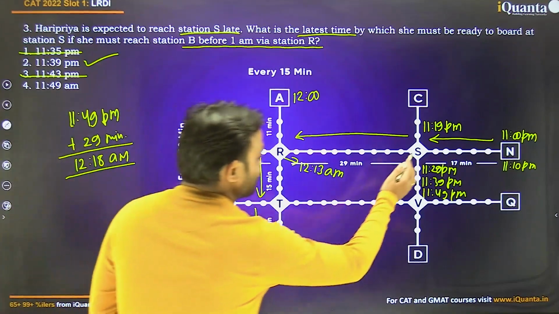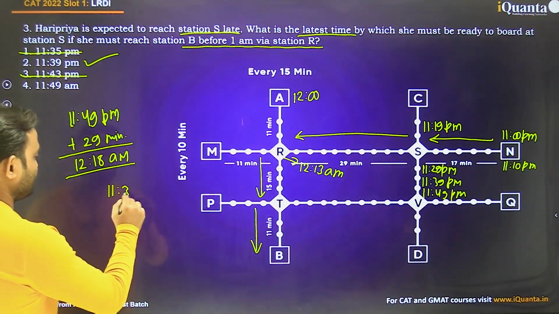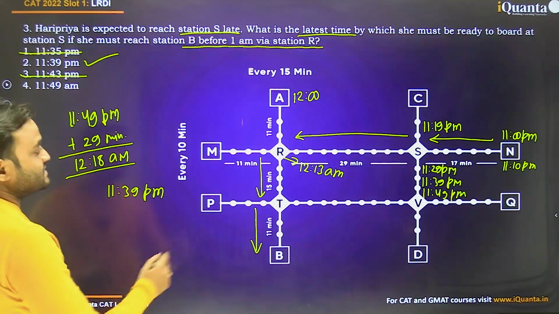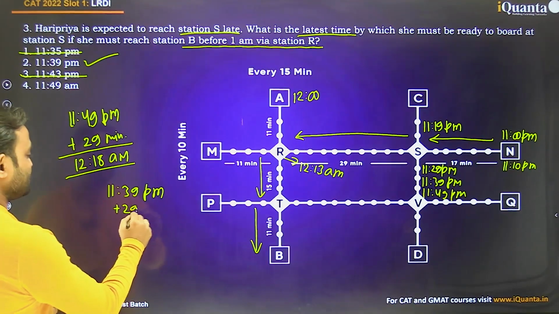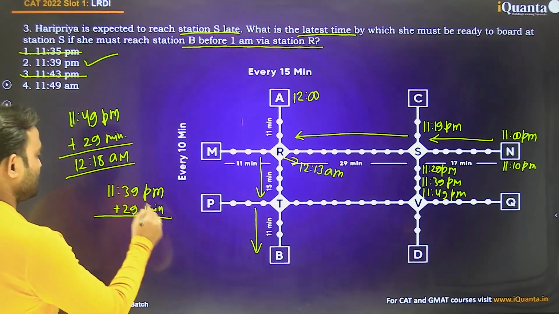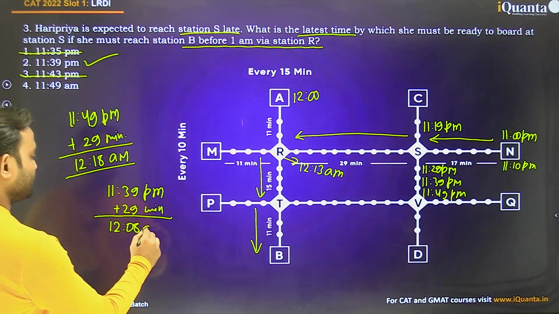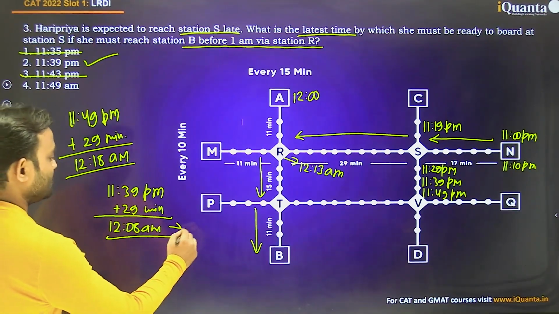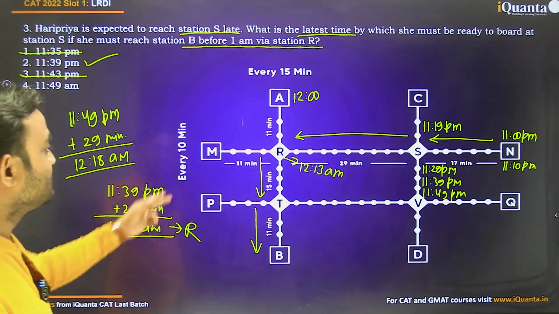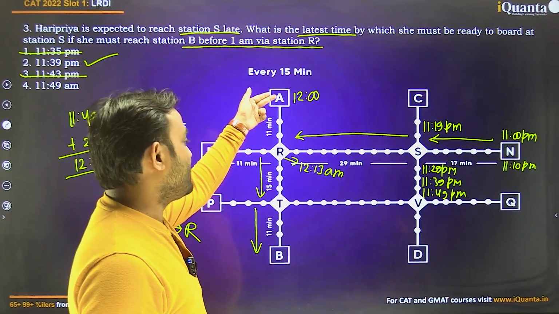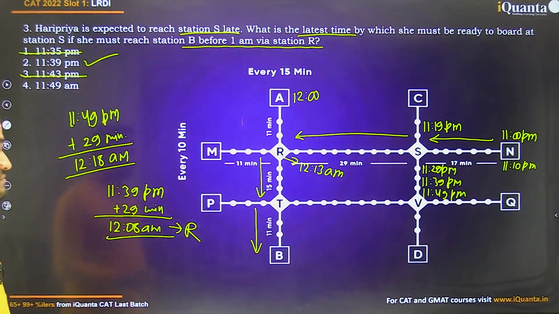So C is leaving at S at 11:39 p.m., and C will reach R exactly after 29 minutes. So 21 plus 8. She will be there at station R to catch a train, right? She will be there, and we know that the train starting from A will be there at 12:13 a.m. She has 5 minutes of waiting.